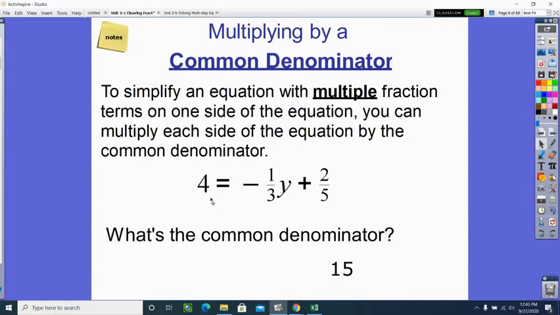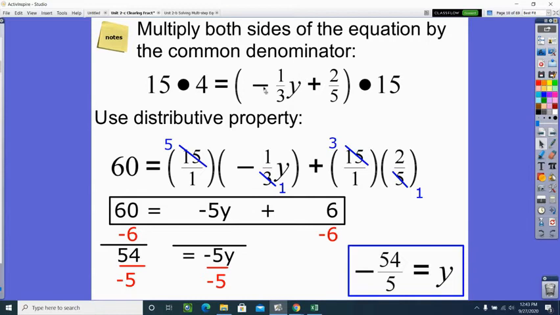So the common denominator of all the terms in the equation is what you're going to use. And the way you're going to clear is you're going to multiply both sides of the equation, every term, by that common denominator. And that's what I'll show you on the next slide. So this was the original equation. I'm going to multiply the left by the common denominator of 15 and the entire right by the common denominator of 15. And remember, if we multiply both sides of an equation by the same number, it stays in balance.